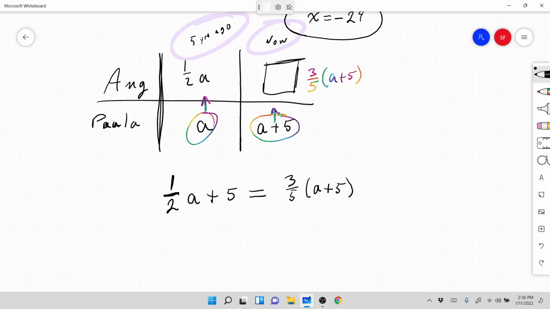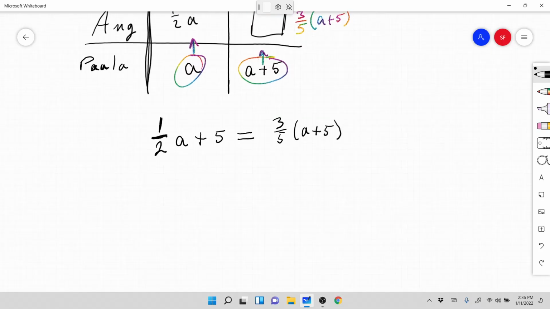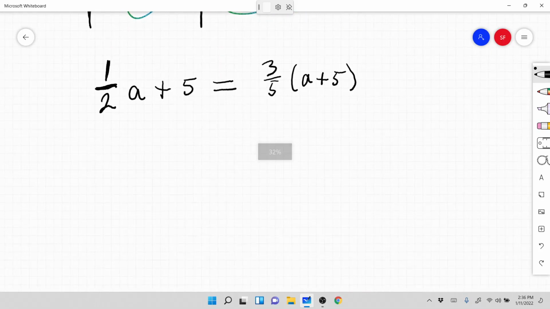So now we have a beautiful equation. And we should solve it now. Would we do the distributive property? Sure. Yeah. That is absolutely a way to do it. There are several different paths to victory here, but that sounds like a great one.